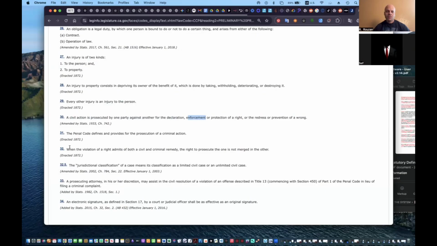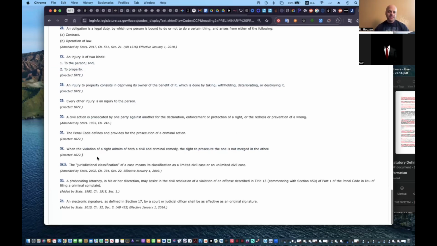So the penal code defines and provides for the prosecution of a criminal action. When the violation of rights submits to both civil and criminal remedy, the right to prosecute is not merged in the other. So there's no such thing as quasi-criminal and all this other nonsense you hear sometimes. It's only two, because here's the authority to bring the actions, right?